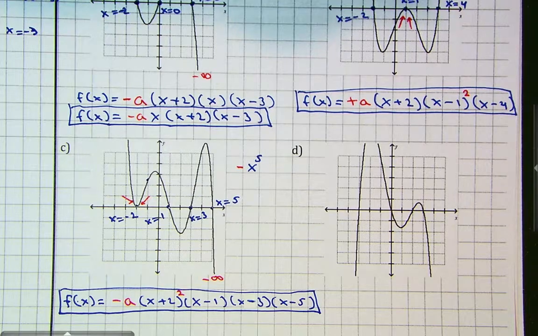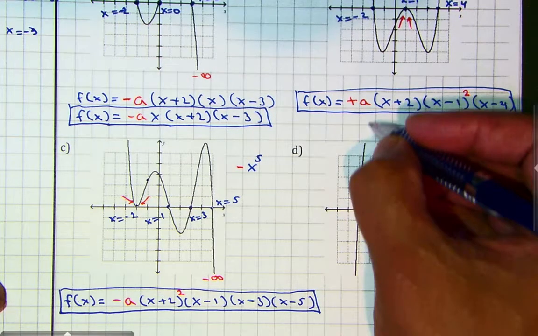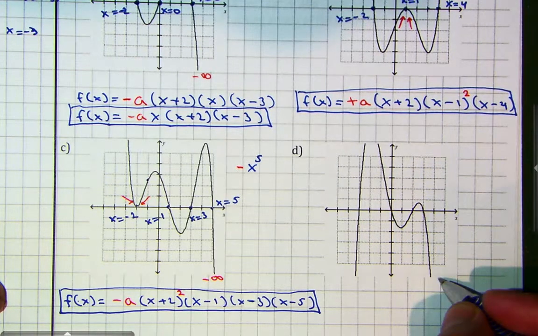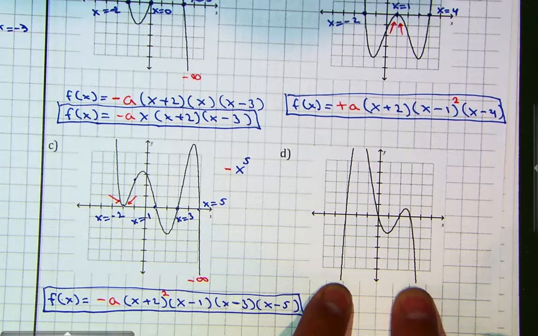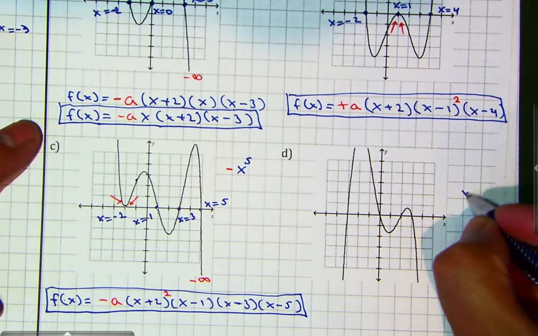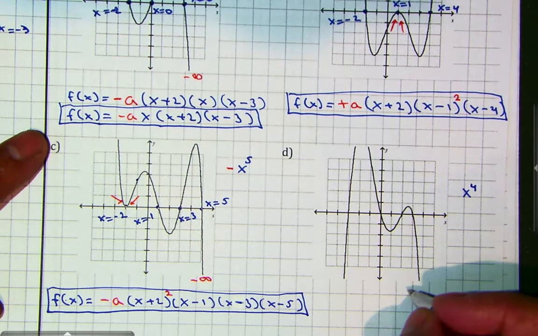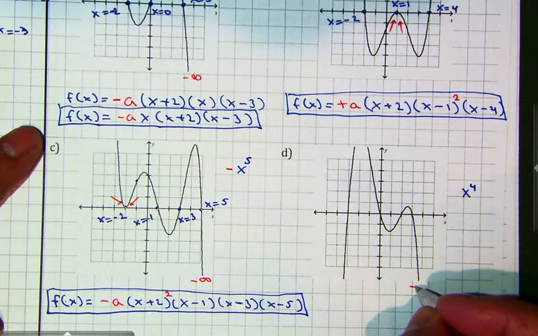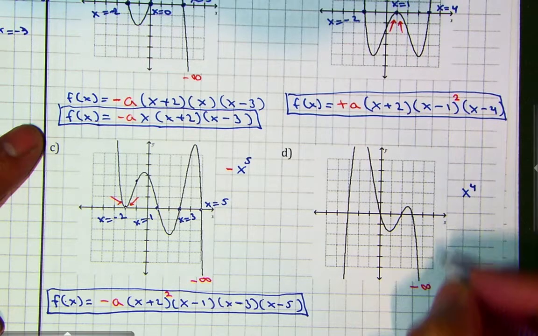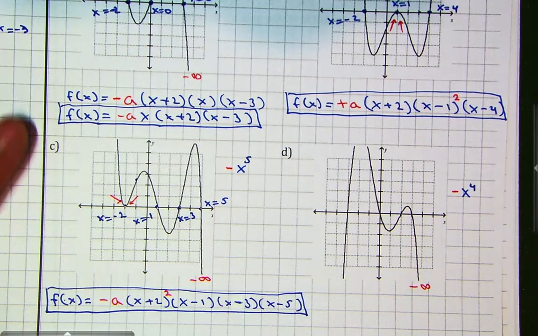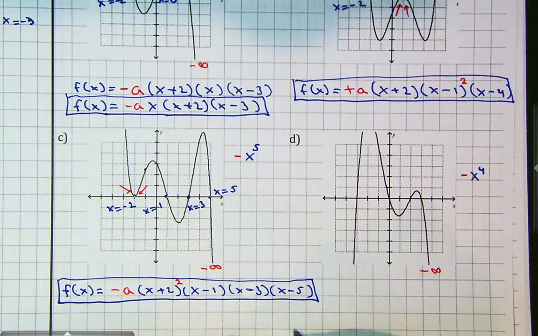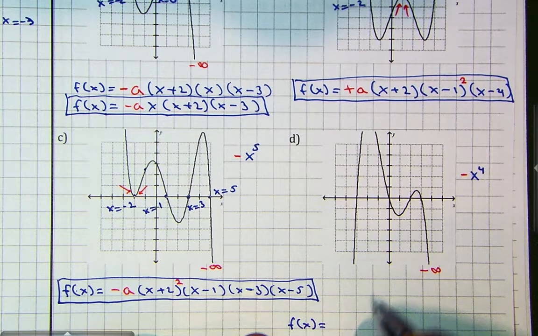For letter D, what did you get? Let's see. This should be 1, 2, 3, 4, correct? And it should be an even degree. So therefore, it should be x to the 4th. The end behavior on the right-hand side is negative infinity, so therefore that should be negative. And let me write down right below. So therefore, we have f of x equals, that should be a negative a.